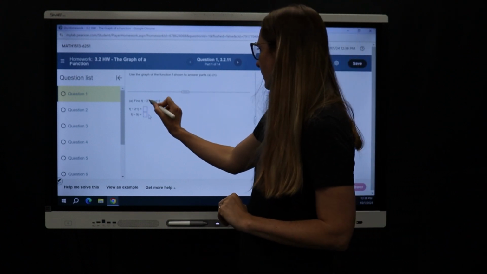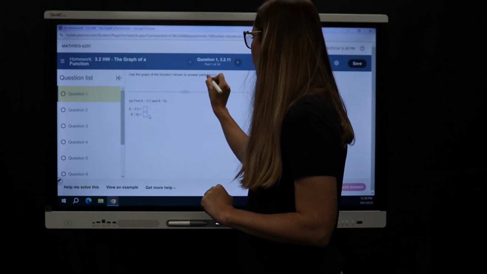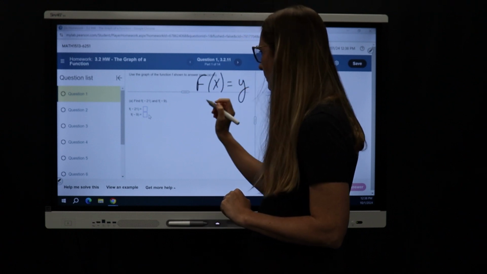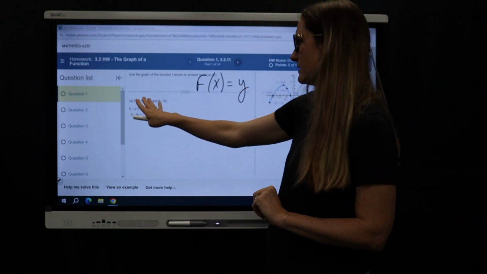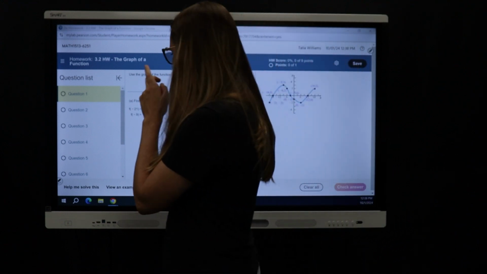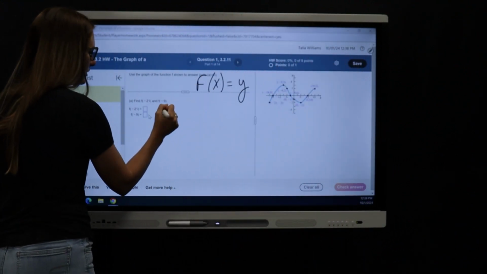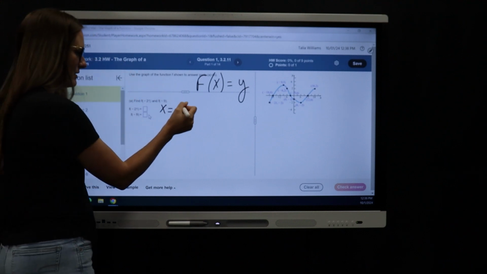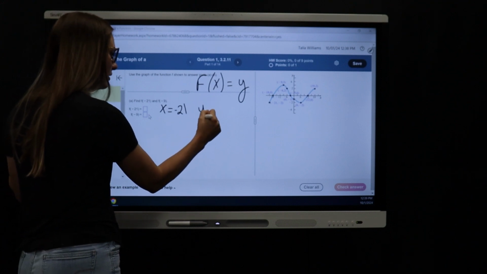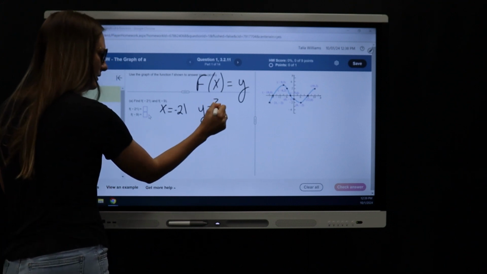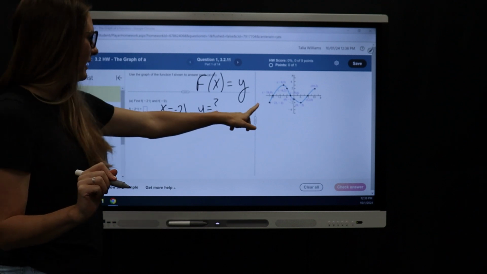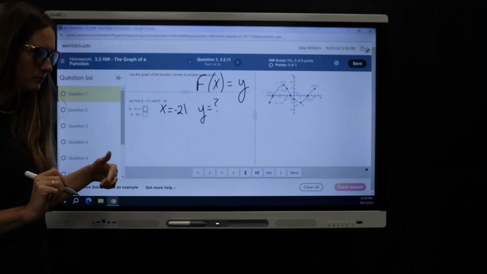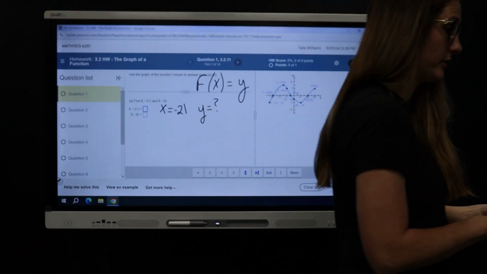We're finding f of negative 21 and f of negative 9. So when we're doing this, that's where this f of x equals y comes in. So they're telling me right here when it says f of negative 21, they have x equals negative 21, and they want to know what is y. So if x is negative 21, y is what? So let's see, when we have x is negative 21, y is negative 2.